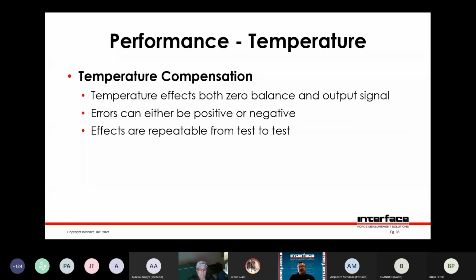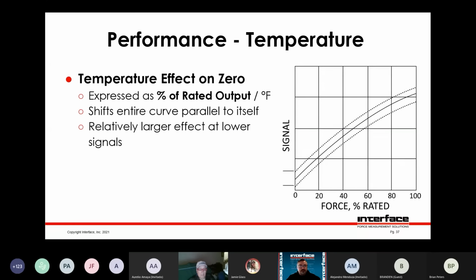Temperature compensation is important. Like we talked about earlier, if the temperature is changing during a test, that can affect the zero and the output of the load cell. How much effect? Well, it depends how much temperature is changing and how well the load cell is compensated against that. The errors can be either positive or negative. Good news is they're repeatable from test to test. So sometimes if you have large temperature swings, you can characterize the system, and then you can subtract out the shift if you know what they are.